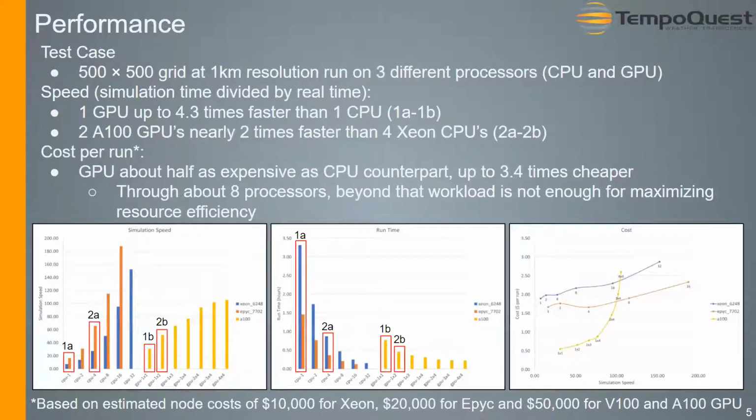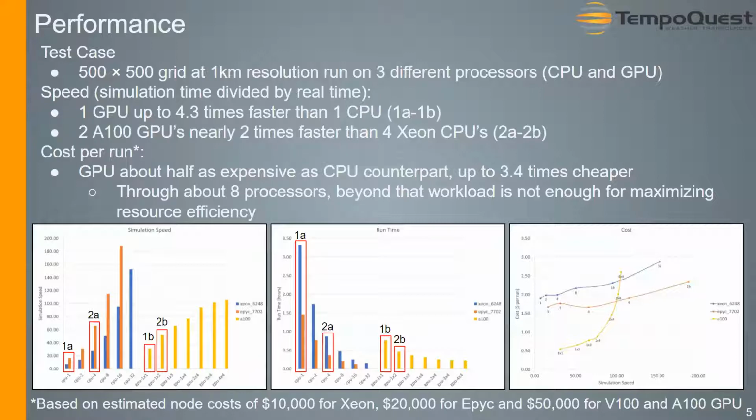To see this reduced cost, we have created a test case with a grid size of 500 by 500 and a resolution of 1 kilometer. We ran this test case on 3 different processors: Xeon CPUs, EPYC CPUs, and NVIDIA A100 GPUs. Below we have 3 graphs. Each graph has 3 colors. The orange represents the EPYC CPU, the blue the Xeon, and the yellow the NVIDIA A100 GPU.